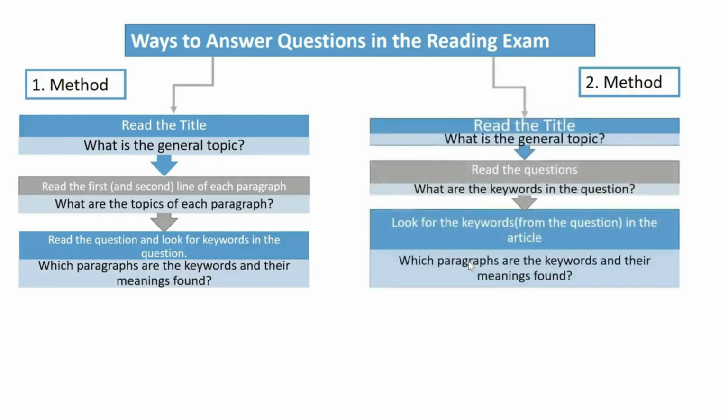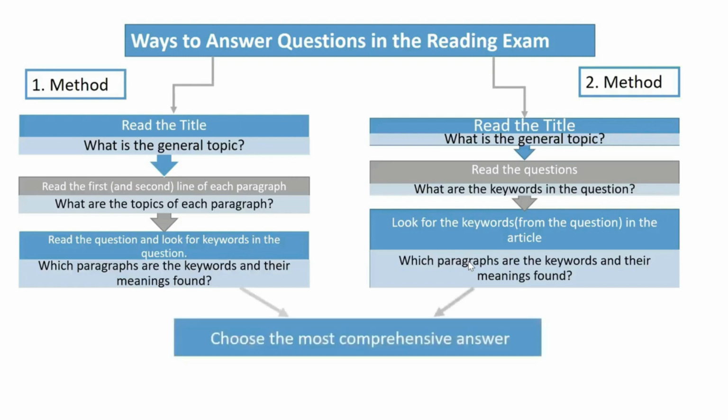The second method is read the title, what is the general topic. Then you read the questions, what are the keywords in the questions. Then you look for the keywords from the question in the article. Which paragraphs will you find the keywords in? And for both of these methods, you choose the comprehensive answer. You choose the correct answer that suits the process that you have chosen.